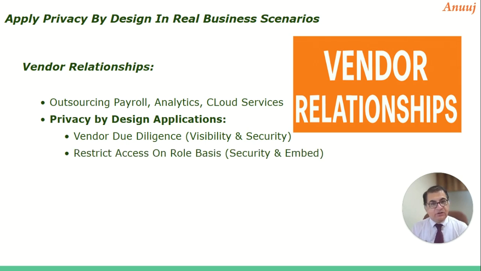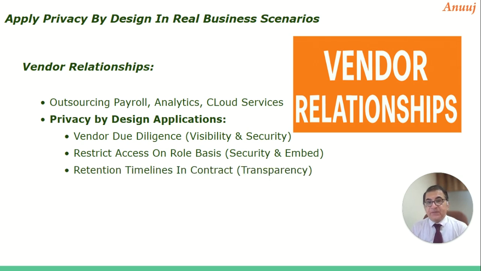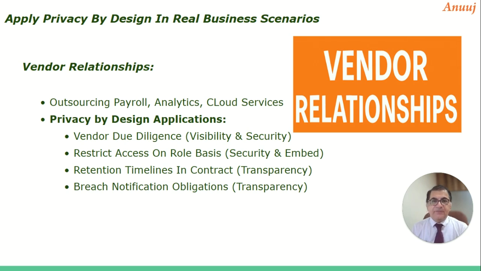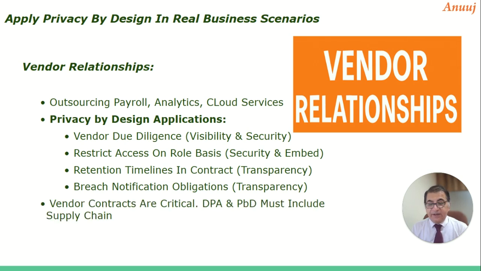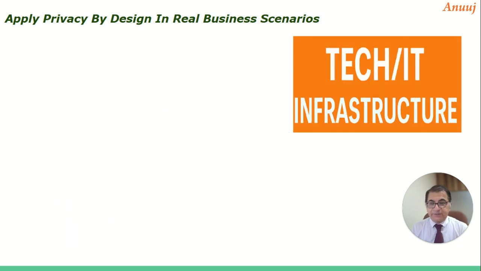You restrict their access on the basis of role, how they handle the data, what part of data, and within their organization, a role based access. Create retention timelines after the end of the contract for how long the vendor would retain the data. That brings in transparency as well as security in a way. And then what is the breach notification obligation? How much time, when, to whom, right? These are important aspects. They also bring in transparency. So vendor contracts are very critical. A data processing agreement should be there. Privacy by design, for some of the points I have already noted above, must include the supply chain.